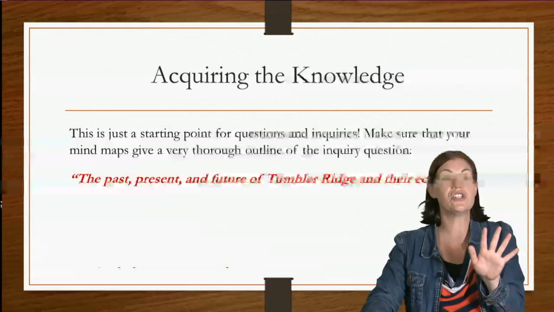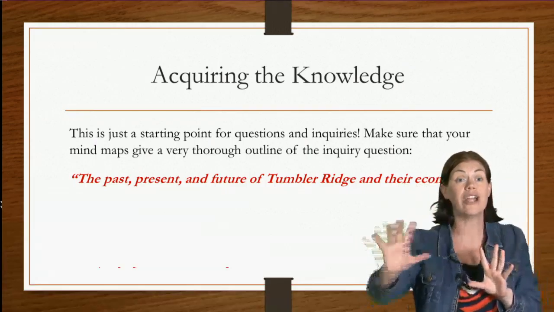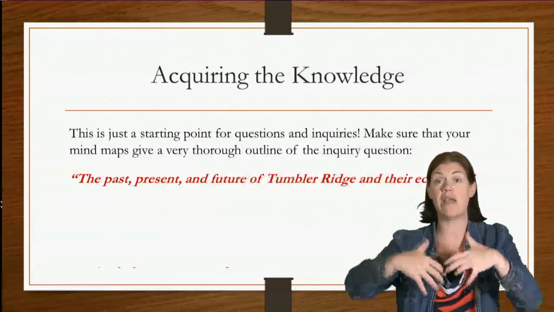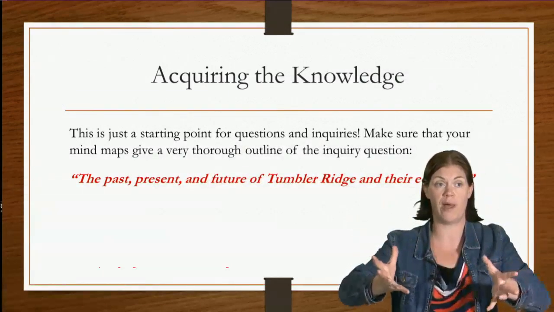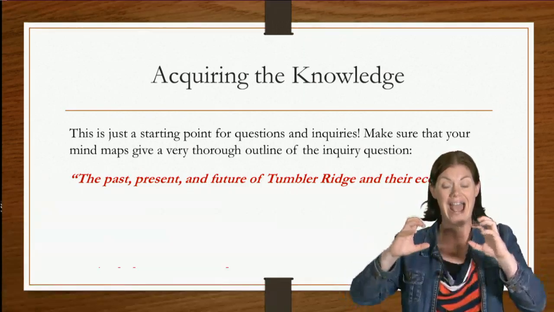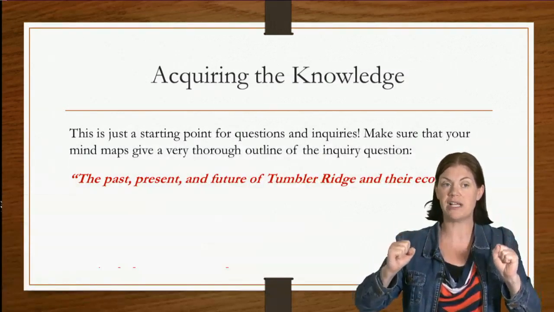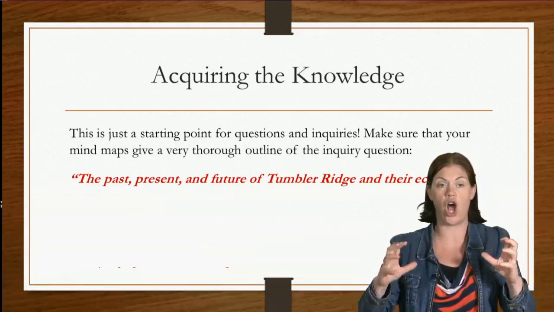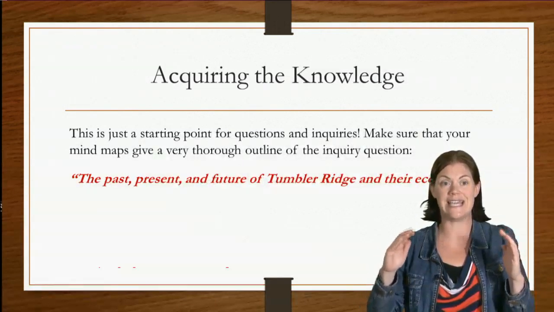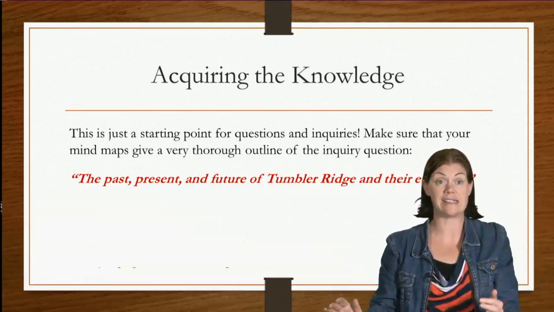All right. So that's just a starting point. Those questions might lead to more inquiries around Tumbler Ridge that you might want to include in your mind map. You guys, I am not limiting you. This is just a starting point. But I really want you to make sure that your mind map answers that inquiry: the past, present, and future of Tumbler Ridge and their economy. Your mind map must address that issue. That is key. So this might take a big chunk of the rest of the class, ladies and gentlemen.